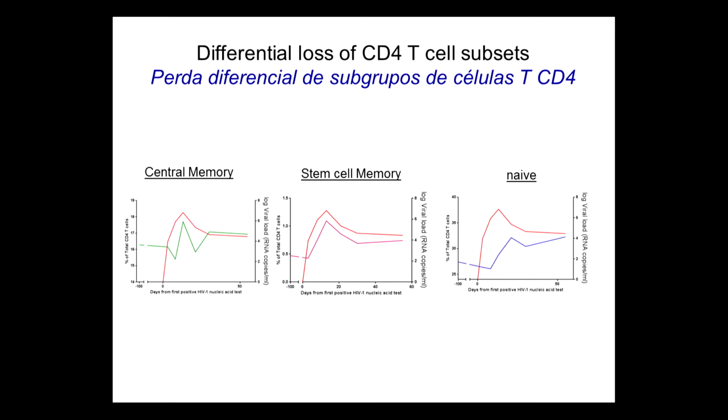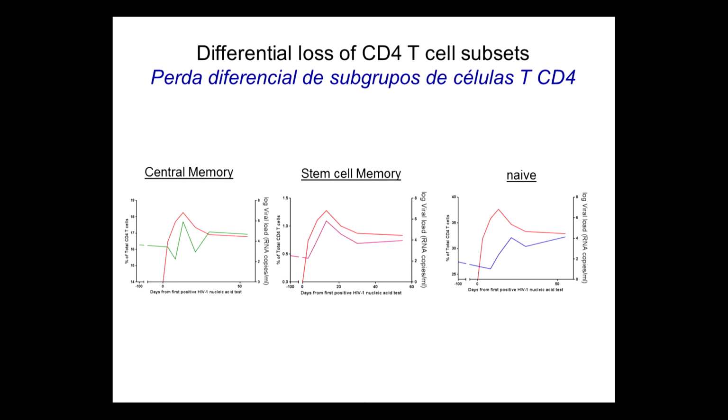Now, this pattern looks a little bit weird, but this is the average of 40 subjects. We think that there's a depletion happening at the same time as an expansion of those cells. And in most of the patients, we see a similar pattern of this double peak.